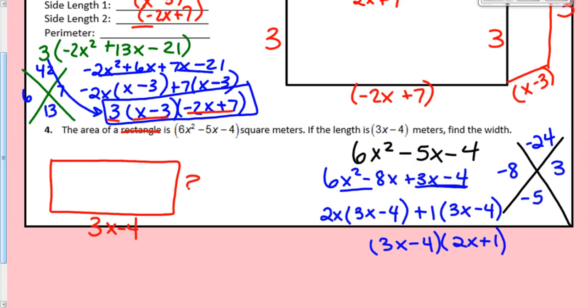Now, I go back to my problem. It says the length is 3x minus 4. Well, yeah, I see that right here. Check, 3x minus 4. So what's the width? Well, it has to be 2x plus 1, and that would be my answer.